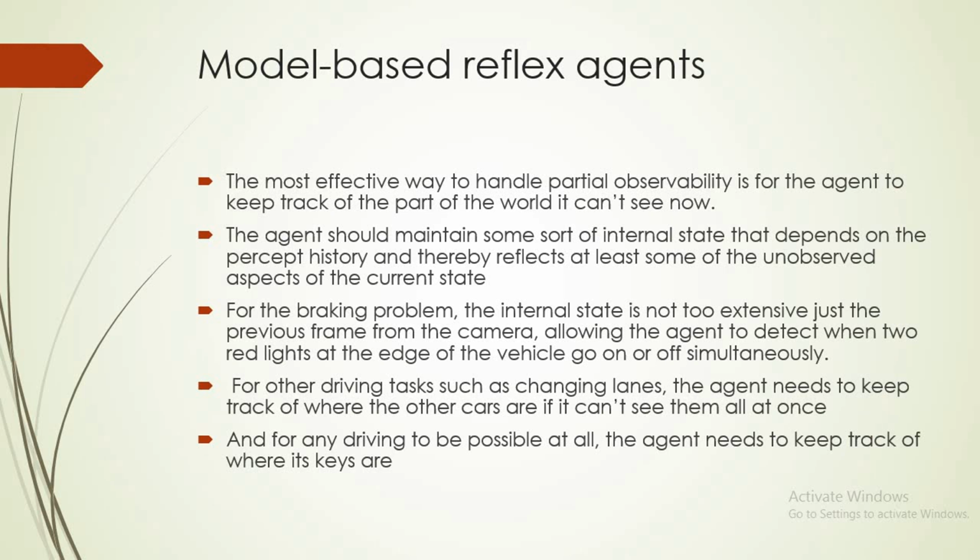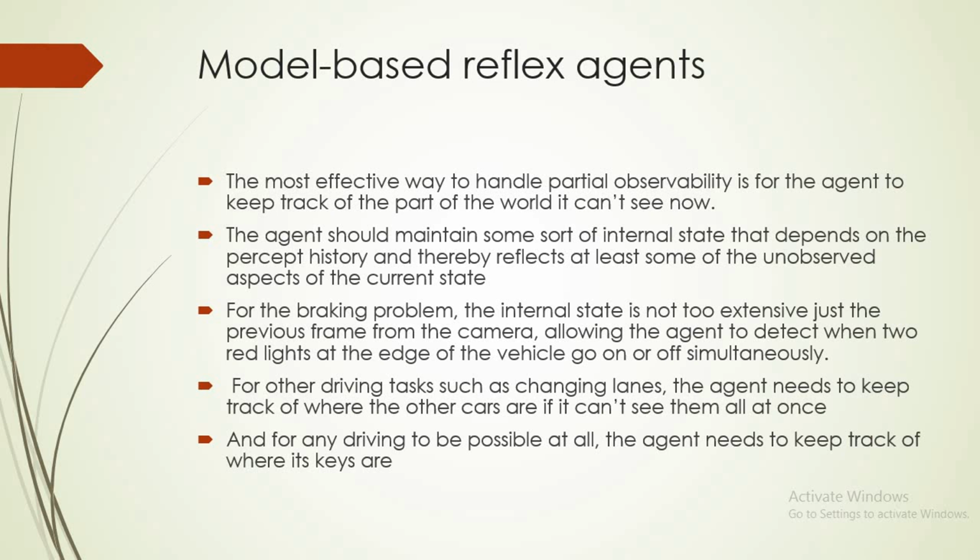from the camera. So the internal state should allow, for example, the previous camera frame, in case a vehicle moved and switched its stop lights, allowing the agent to detect when 2 red lights at the edge of the vehicle go on or off simultaneously. So this is a simple situation where, for the agent to initiate the braking sequence, it checks whether the front car has initiated its brakes. So it just needs to take note of that perception.